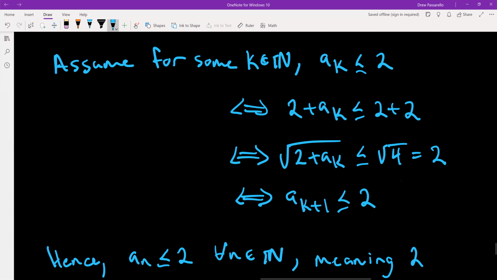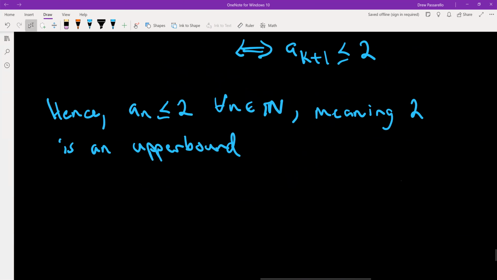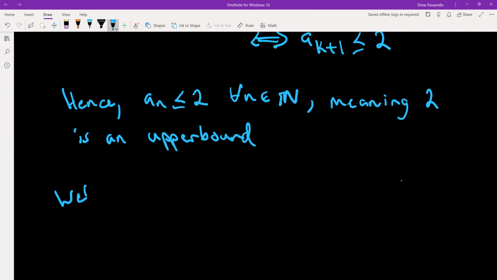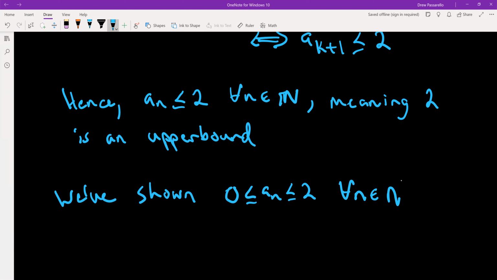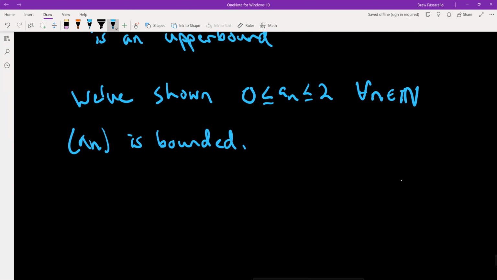So now we've shown that we have 0 as a lower bound, we have 2 as an upper bound, so our sequence is bounded. So we've shown for all terms, 0 is less than or equal to an, which is less than or equal to 2 for all indices n. That just means our sequence is bounded. All right, since now we've shown that it's increasing and bounded, the sequence converges by the monotone convergence theorem.